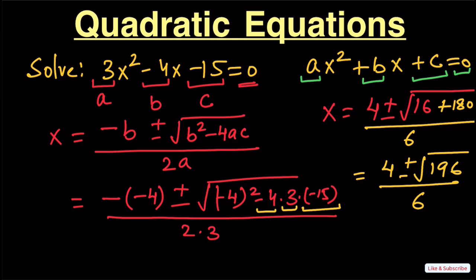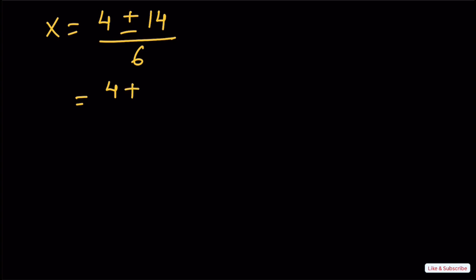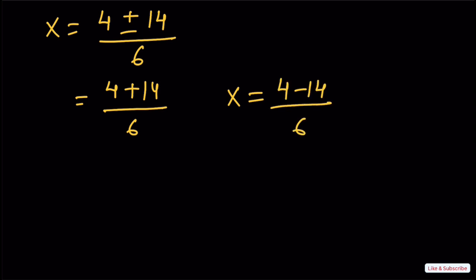Now what is the root of 196? The root of 196 is equal to 14. So I can write this as x equals 4 plus or minus 14, and in the denominator I have 6. Now we can break down this plus and minus. So one time I'm writing the addition and one time the subtraction. So x equals 4 plus 14 over 6, and x equals 4 minus 14 over 6.